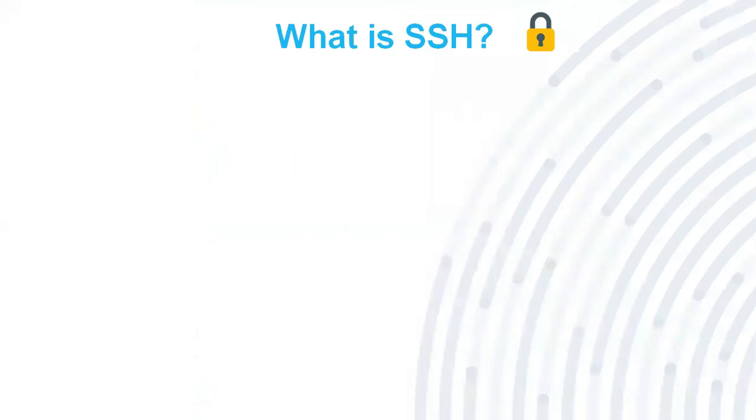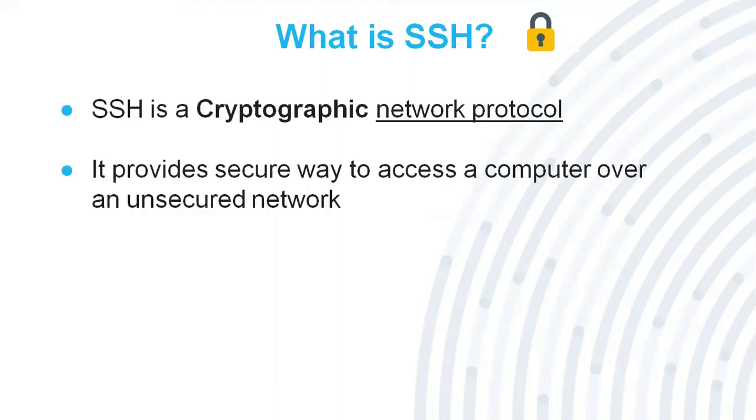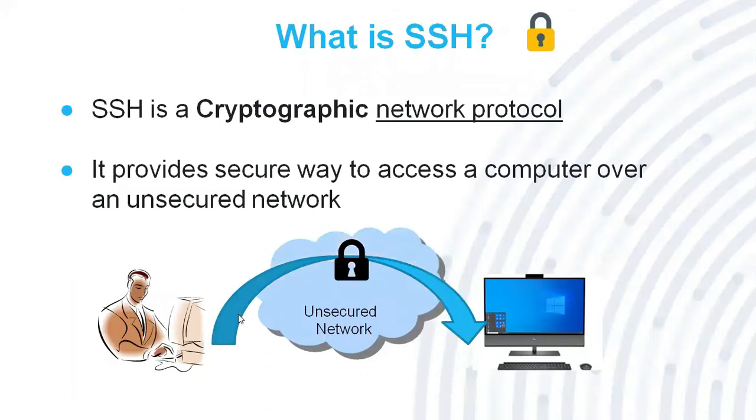First, what is SSH? SSH is a cryptographic network protocol. That is, this network protocol is strongly encrypted. No other person can enter into it. It provides a secure way to access a computer from our computer over an unsecured network. This path is encrypted and the data is sent over this encrypted path so that nobody can interfere into the path and get access to our resources.